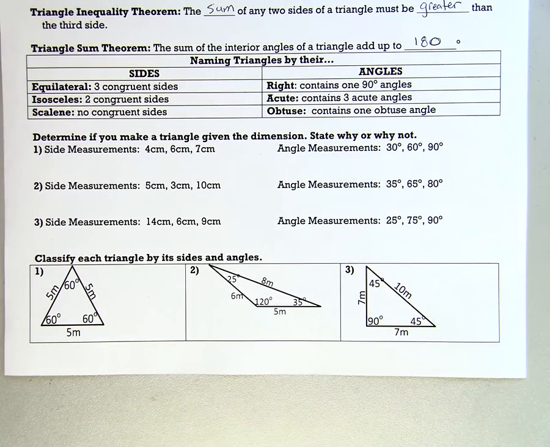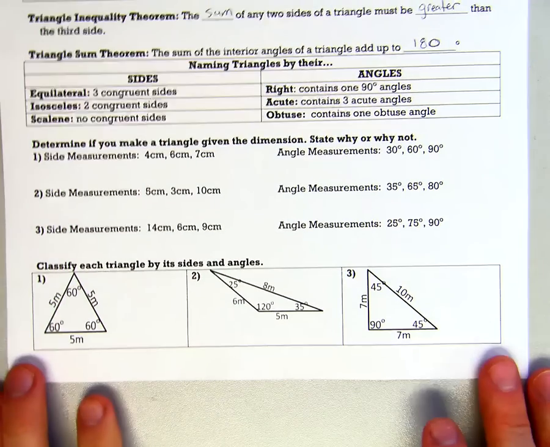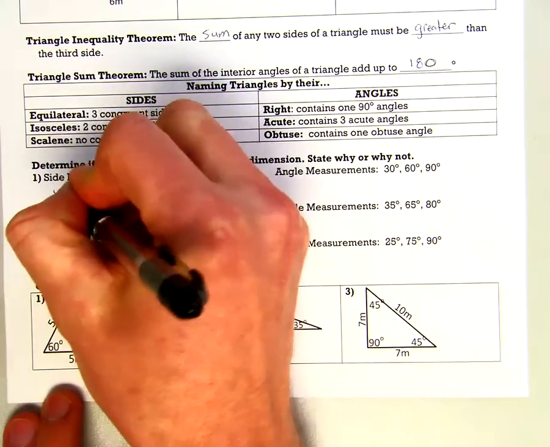Slide this up. So determine if you can make a triangle given the dimensions, and state why or why not. So we're going to decide if each of these is a triangle. Our first one is sides of 4, 6, and 7. So I'm going to do my triangle inequality theorem to check it. I'm going to check that the sum of any 2 sides is greater. And I'm just going to take the smallest 2 sides. So I would do 4 plus 6.